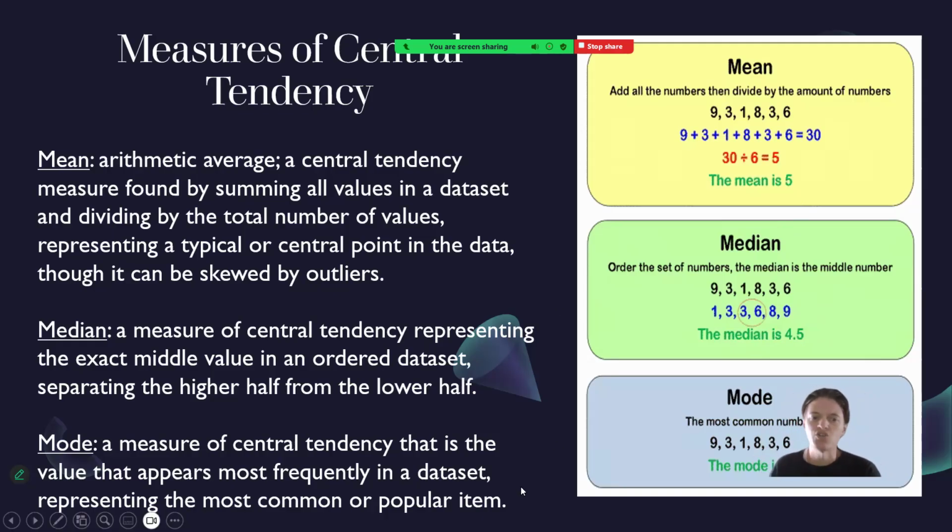A mode is a measure of central tendency that is the value that appears the most frequently in the data set. So it represents the most common or popular item or score. So if you look at all the numbers here, the most commonly occurring one was 3, right? 3 occurred twice, right? And nothing else did. So the mode would be 3. And these, again, are a really great way to describe data, right? They are all measures of central tendency, or what is kind of like the common number, the mean, the center point of the data set.